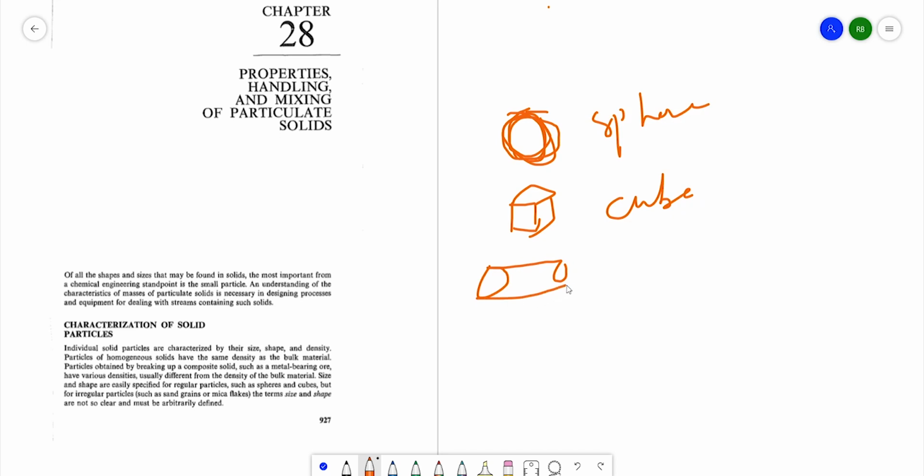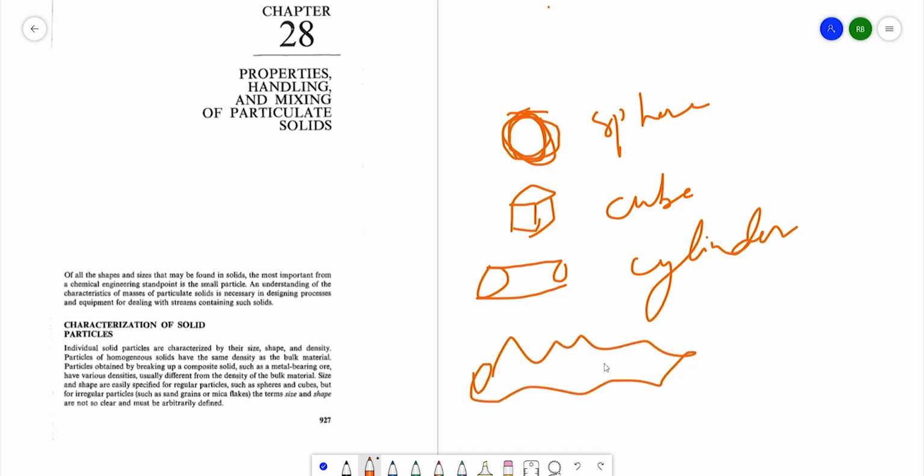What is the shape of this thing? This is cylinder, right? So if I have a particle of this shape, then it is cube, and this is sphere. What if I have this? What is the shape of this particle? Clearly you cannot say it, right? Yes, that's the problem. The definition of shape is not clear.